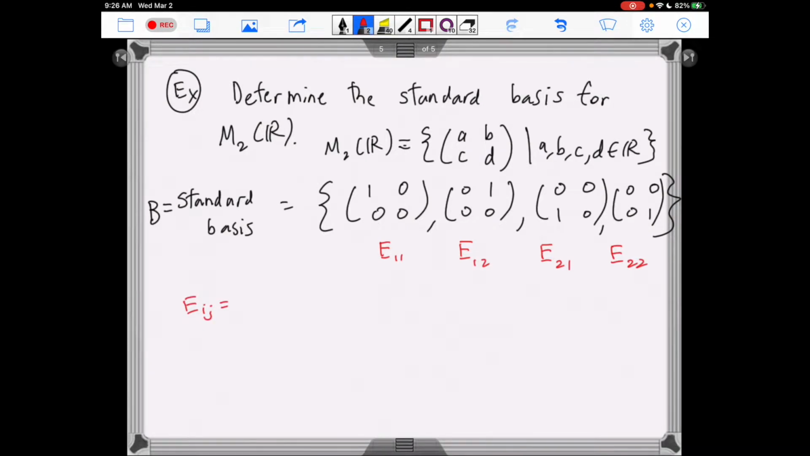In other words, you can see what we're doing here. Eij would be the matrix with a 1 in the ijth spot and 0 everywhere else. Okay.